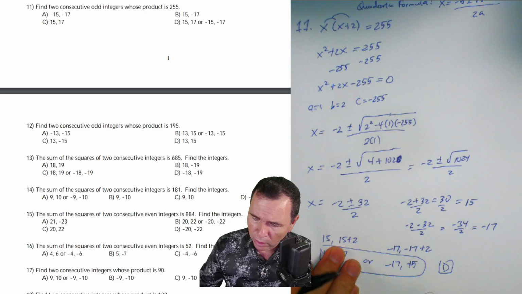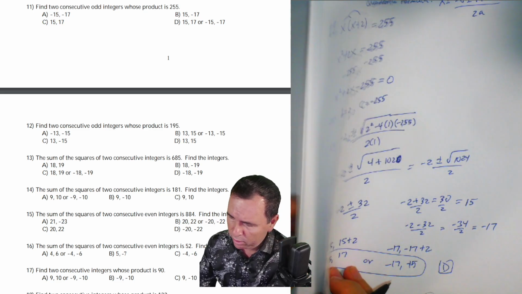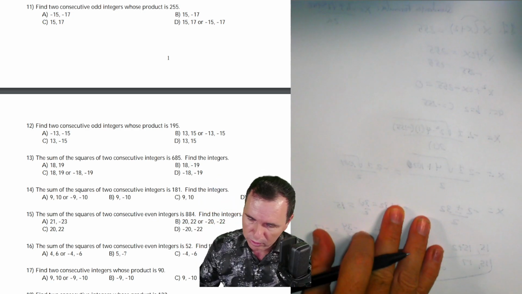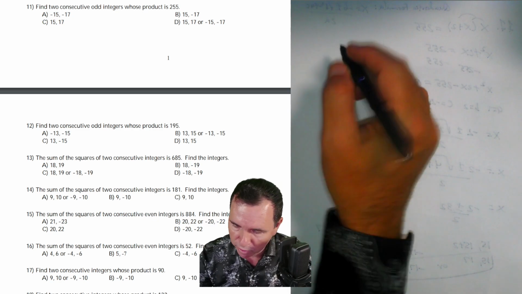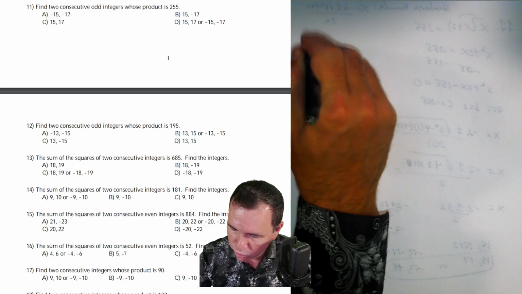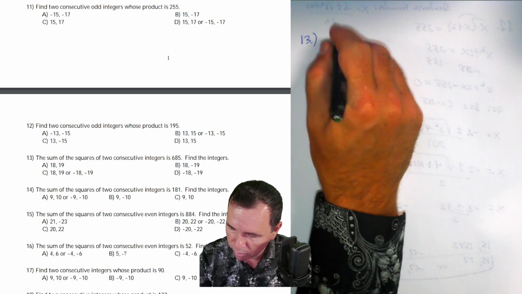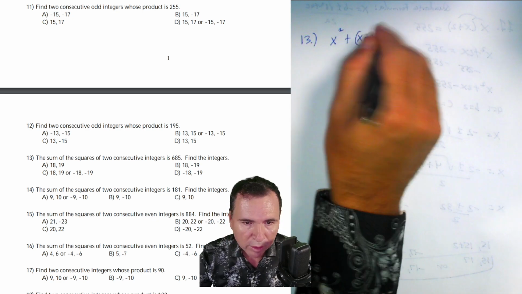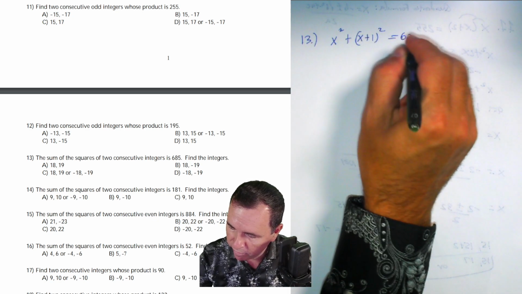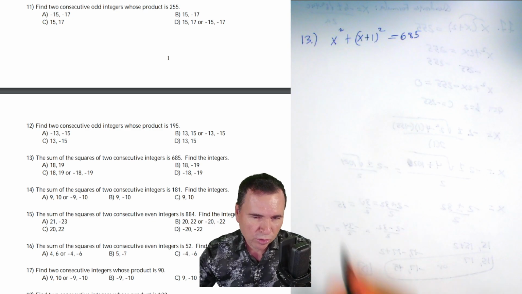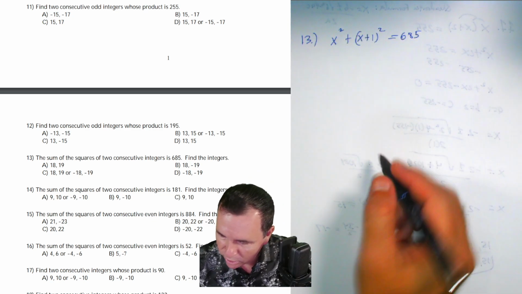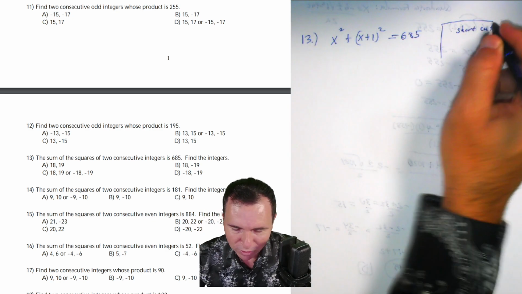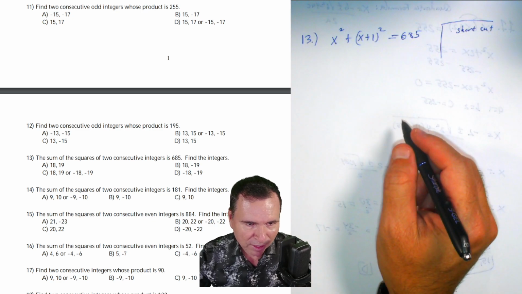All right, you do number 12. I'll get to do number 13. 13 says the sum of squares of two consecutive integers. So we have two consecutive integers. We have x squared plus x plus 1 squared is equal to 685. Find the integers. Of course, I'm going to teach you a shortcut just because you deserve to know a shortcut by now. You can just go to the answer choices, obviously, right?